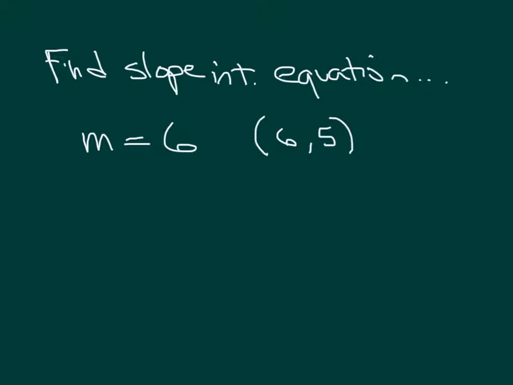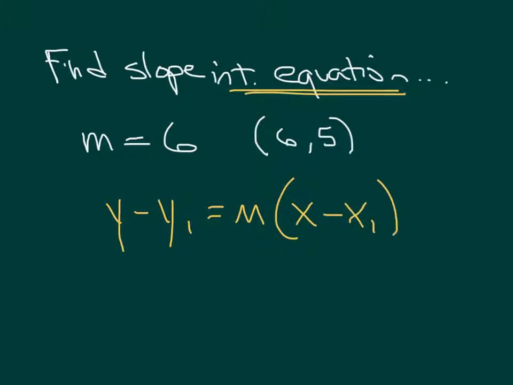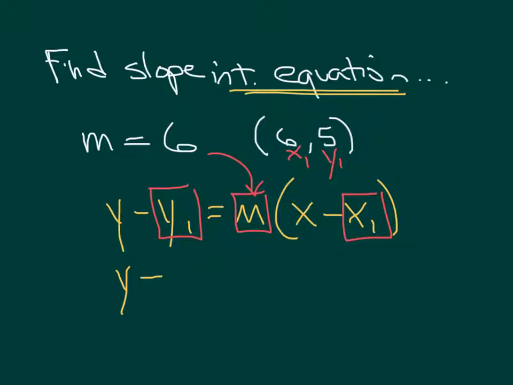Next up, find the slope-intercept equation of m equals 6, and it goes through that point 6, 5. So again, when we're looking for an equation, we're going to write y minus y1 equals m times x minus x1, and we're just going to replace a few things on this. The y1, the m, and the x1. M, they tell us, is 6. Keep in mind that's the slope. And this 6 and 5, that's going to be x and y. So since we only have one pair, that's going to be x1 and y1. So y minus y1, which is 5, equals m, which we know is 6, and then x minus x1, which we know is 6 also.